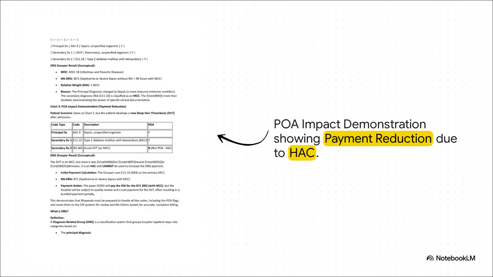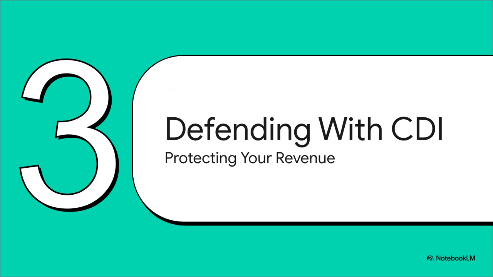Think about it. If a patient is admitted and subsequently develops a severe complication that qualifies as an MCC, but it's flagged N, it is completely tossed out of the DRG calculation. It cannot be used to boost the payment tier. CMS will pay at the lower rate, and the hospital might even get hit with quality review penalties. It's a stark reminder that quality of documentation directly equals quality of revenue. So how do we protect that revenue? Section 3, defending with CDI.